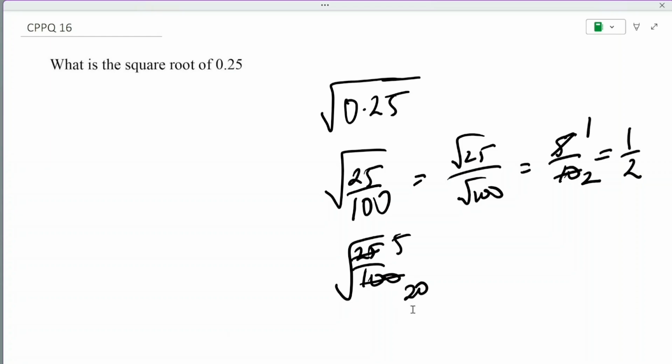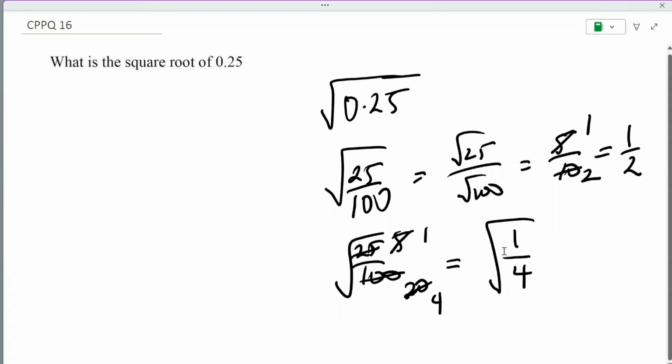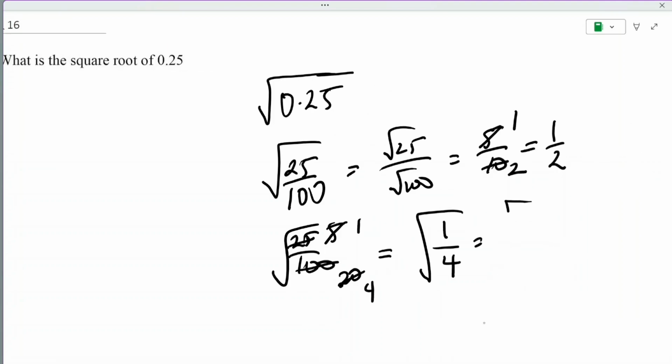5 can still go in 5 and 5 can still go in 20. 5 in 5, 1. 5 in 20, 4. So we can still rewrite this as square root of 1 over 4. We have 1 as the numerator and 4 as the denominator. At this point, you can give them their separate square roots since you've simplified the fraction. So we have square root of 1 over square root of 4.